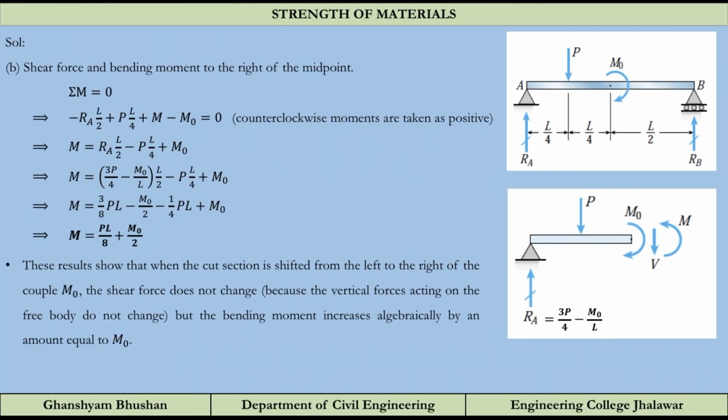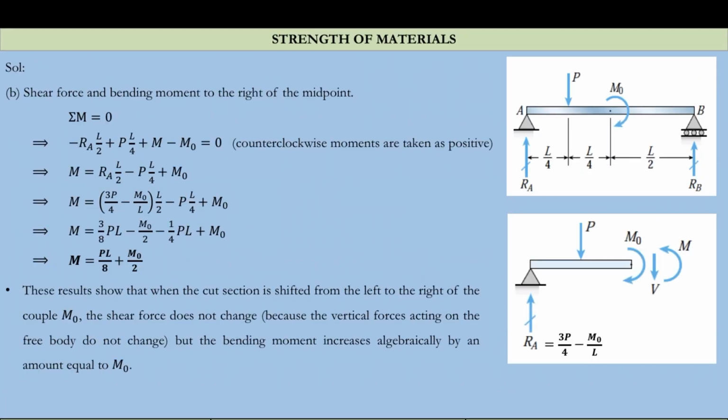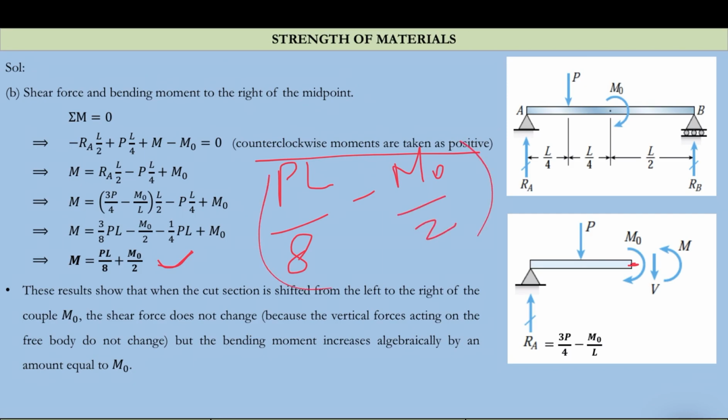Now the moment will also come into the picture, so we have to take the moment about the same midpoint, and we are taking counterclockwise as positive, so we put in all the values. Here you get PL by 8 plus M naught by 2. So what is the difference from the previous one? The previous one was PL by 8 minus M naught by 2. If you check the difference, it comes out to be exactly equal to the external applied moment.